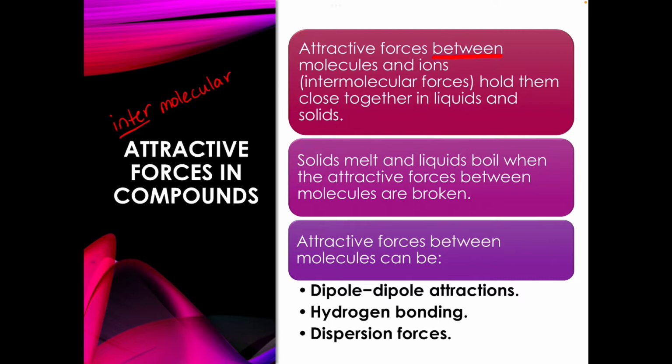Okay, solids melt and liquids boil when the attractive forces between the molecules are broken. So essentially what that means is when our substance is a solid, those are going to be very, very strong attractive forces. But if I input some heat, then I give those atoms and molecules some energy. And when I give them energy, they're able to overcome those attractive forces, and we'll see them go through a phase change. We can see the solid melt. That's the weakening of the attractive forces between the atoms and molecules.